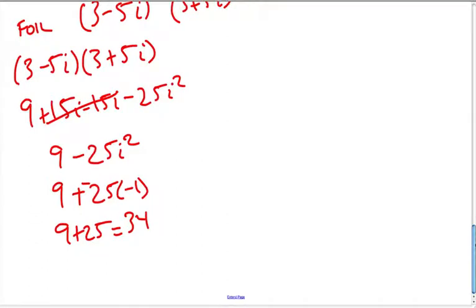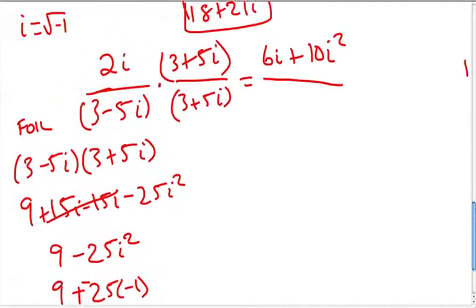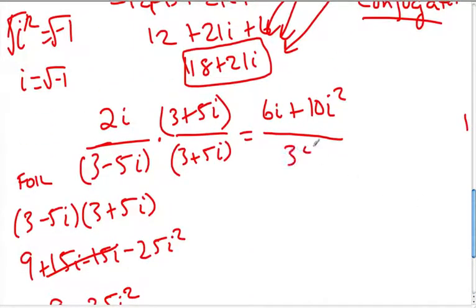So start parentheses 3 minus 5i end parentheses, start parentheses 3 plus 5i end parentheses. I'm basically just telling you what I put in my calculator, my keystrokes. And let's set this equal. And how about that? Even that tells us it's 34. So that's going to give us a proper denominator. So i squared is also negative 1, which means this is going to become 6i plus 10 times negative 1 over 34.